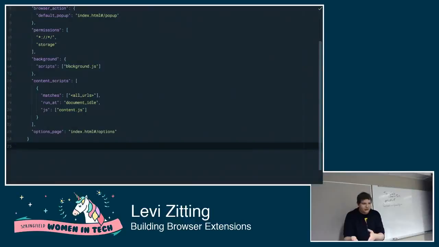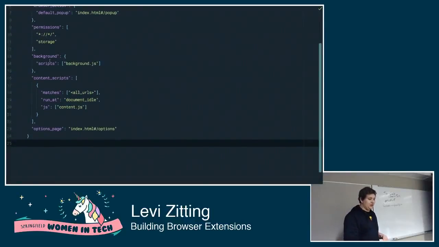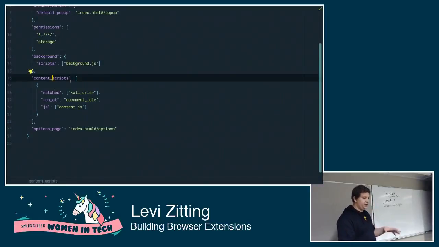I'll jump into this part next, what these background and content scripts and all these other things are. So it all starts with the manifest.json file. We load this file along with some of these other files listed into our web browser, and then the extension is installed at that point.